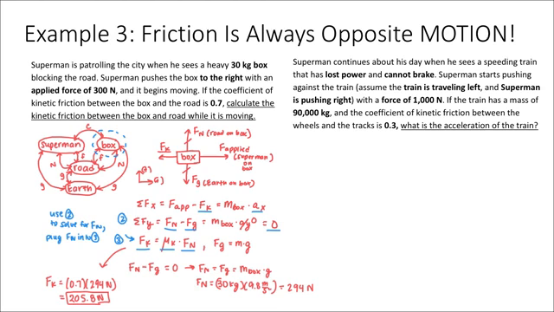All right, now let's take a look at the problem on the right here. Let's say Superman continues about his day when he sees a speeding train that has lost power and cannot brake. Oh no. Superman starts pushing against the train. Let's assume for this problem the train is traveling leftward and Superman's pushing to the right. And he pushes with a force of 1,000 newtons. If the train has a mass of 90,000 kilograms and the coefficient of kinetic friction between the wheels and the tracks is 0.3, what is the acceleration of the train?